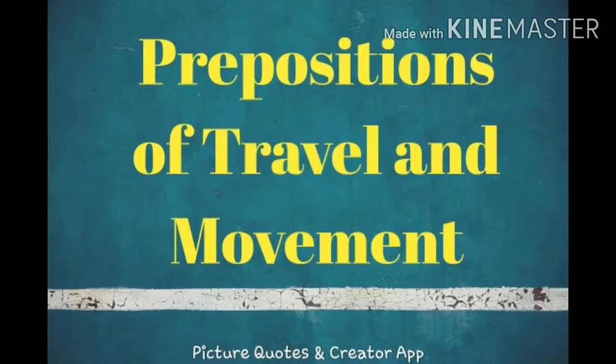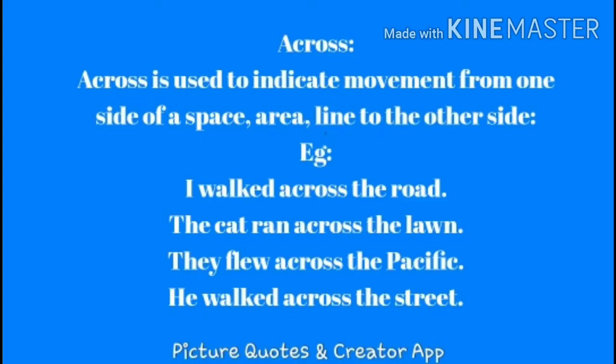Now let's see a few prepositions that indicate travel and movement. The first one is across. Across is used to indicate movement from one side of a space, area or line to the other side. So from one point to another point. Let's see a few examples.